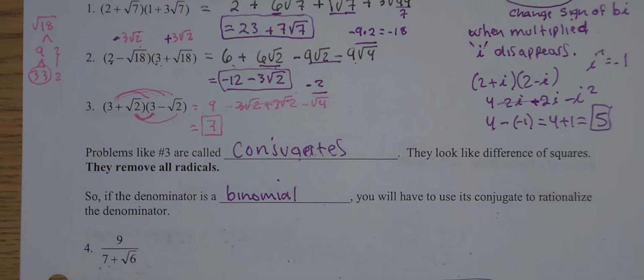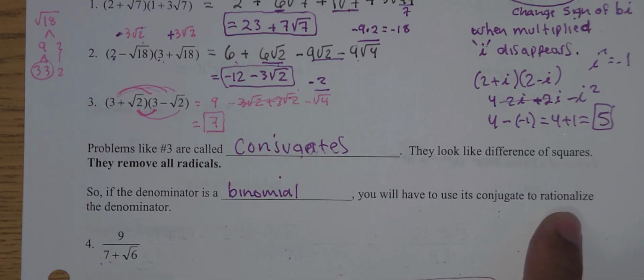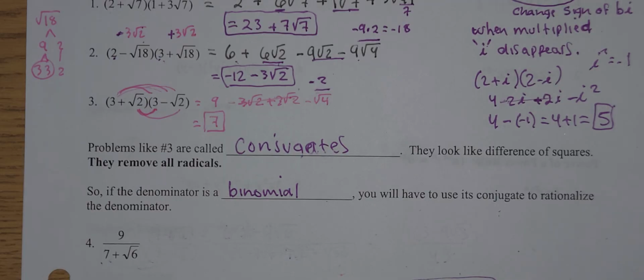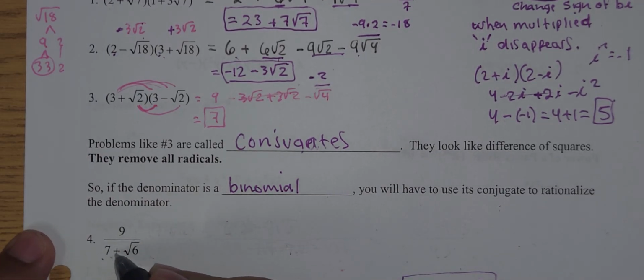It's just a number. So if the denominator is a binomial, you will have to use the conjugate to rationalize the denominator. So I'm going to do number 4, and then I'll explain number 5. So for this one, we have 7 plus square root of 6.